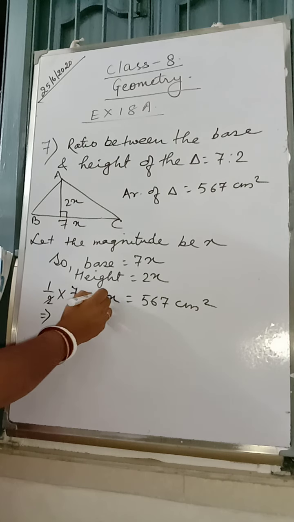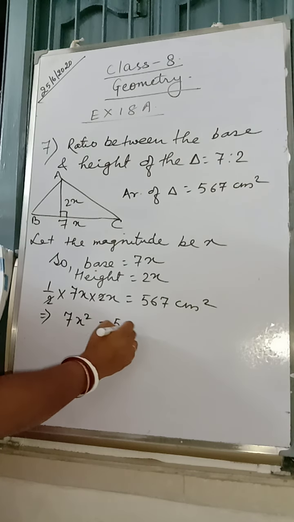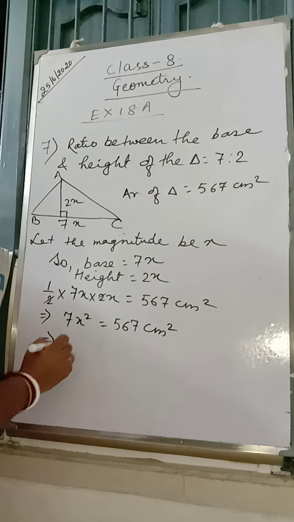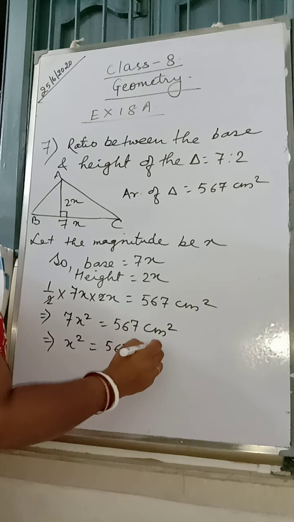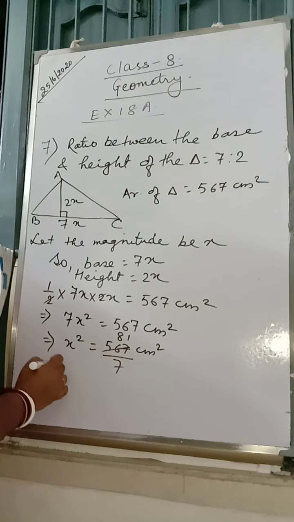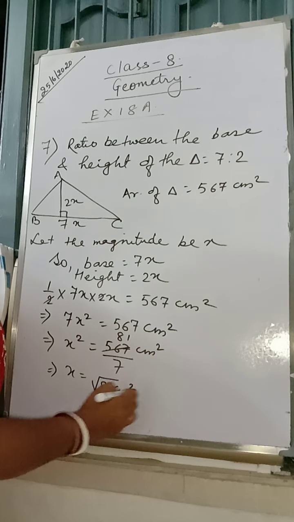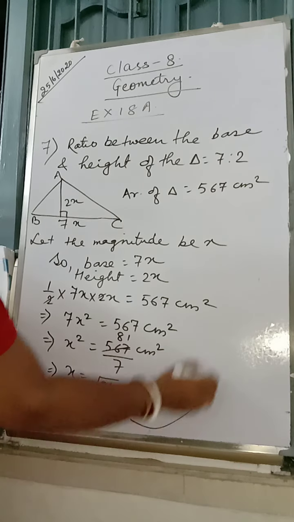I can write it. Or 2 cancelled, 7x square is equal to 567 centimeters square. Or x square is equal to 567 centimeters square by 7. Or x is equal to under root 81 centimeters square. Or x is equal to 9 centimeter.